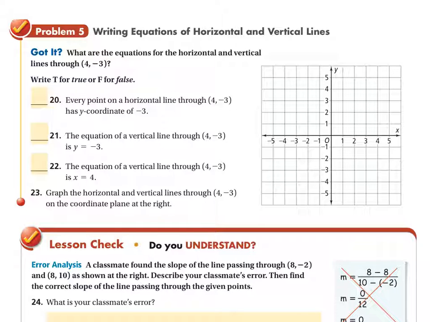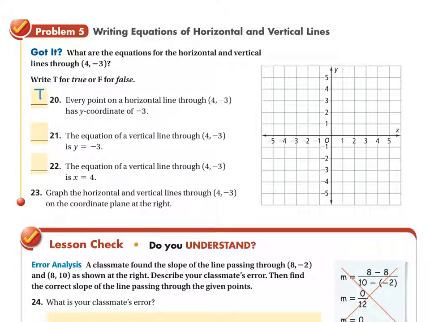All right, and question 5 here, we're writing equations of horizontal and vertical lines. So true or false? Well, the question is, what are the equations for the horizontal and vertical lines through the point 4, -3? So we're going to write true or false. Number 20, every point on a horizontal line through 4, -3 has a y-coordinate of -3. That's true. So we're talking about the horizontal line for that one.